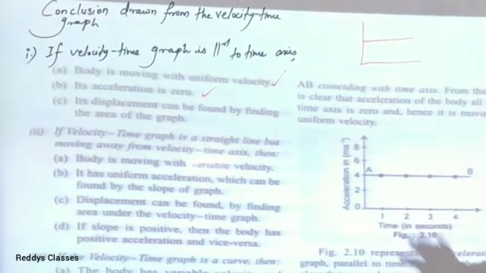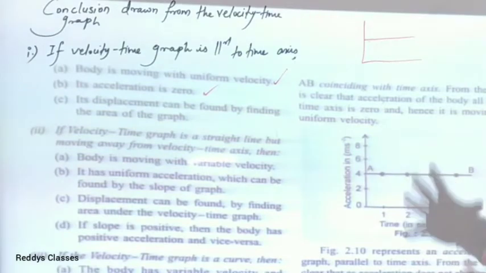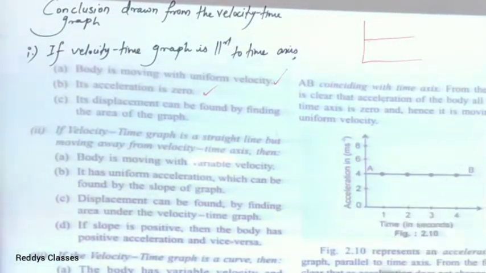The body is moving with uniform velocity. Its acceleration is 0. Its displacement can be found by finding the area of the graph, whether it is a rectangle, a triangle, whatever.